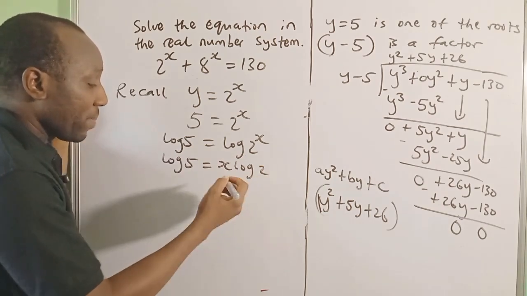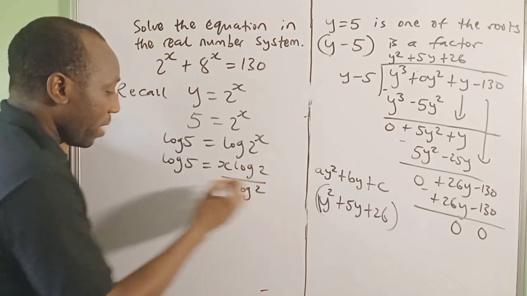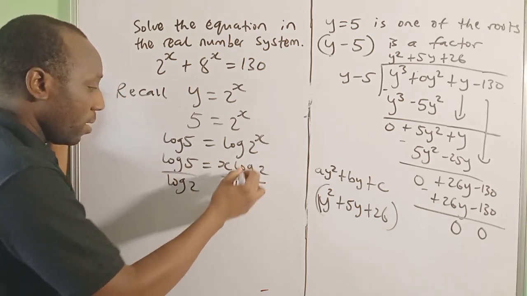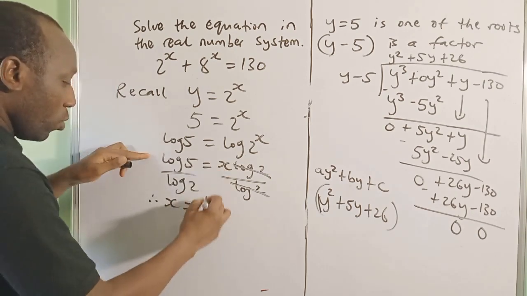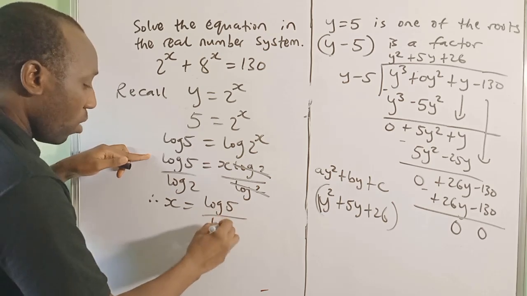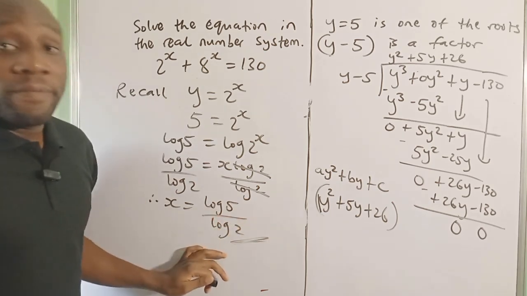Now we're going to divide both sides by log 2 so that we can get a value of x here. Log 2 cancels log 2. So therefore, x is equal to log 5 over log 2. And this is your final answer.